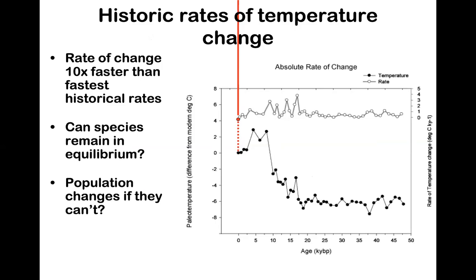And so it really led us to focus on, can species remain in equilibrium with climate? And then what are the population changes if they can't? And then following on from that, the current work about what does that then mean for ecosystems?